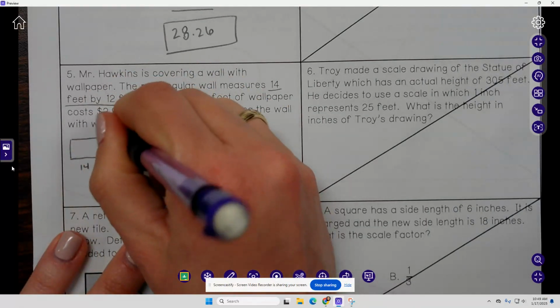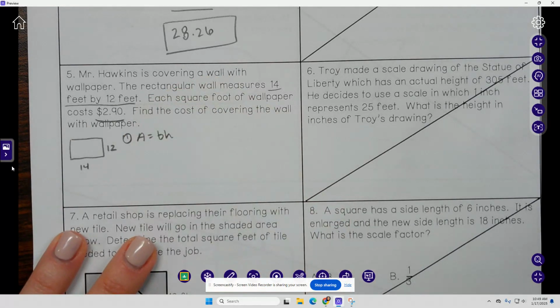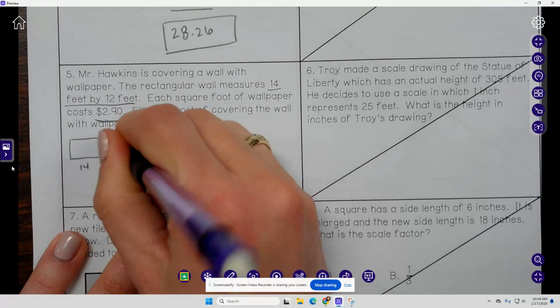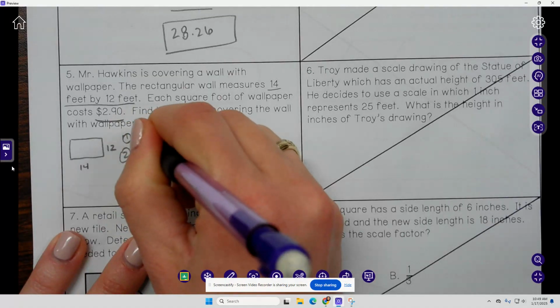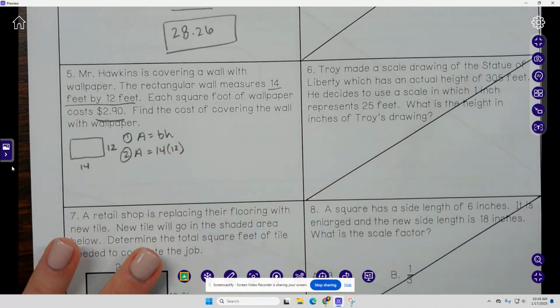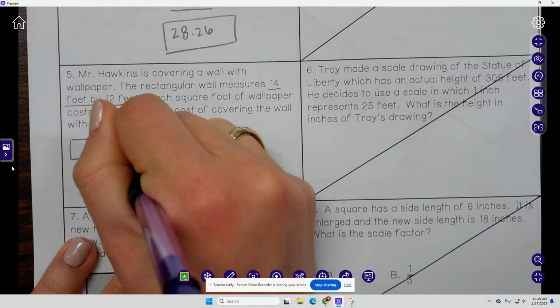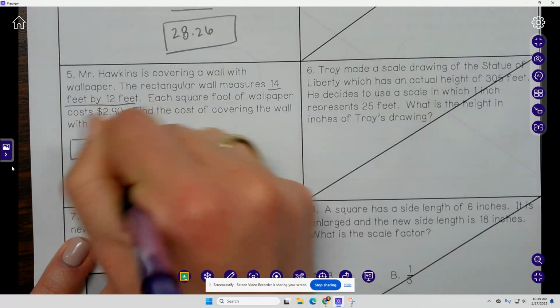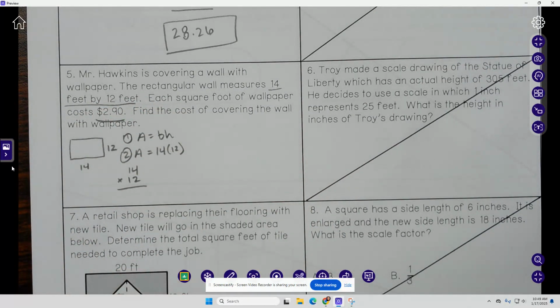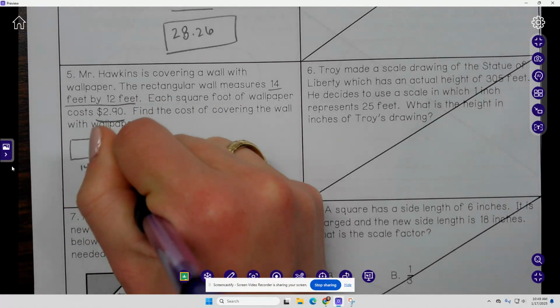So step number 1, write my formula. Area equals base times height. Number 2, plug in my values. You could do 12 first, then 14. And then 3, I'm going to solve. So 14 times 12, go ahead and pause so that you can work this out. Once you unpause, you should have gotten 168.